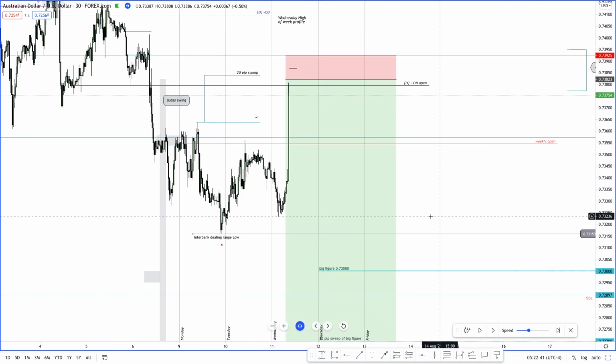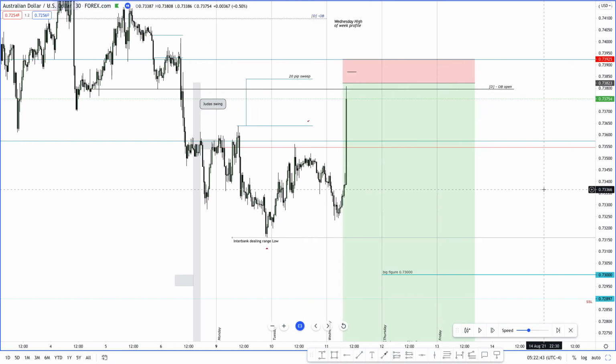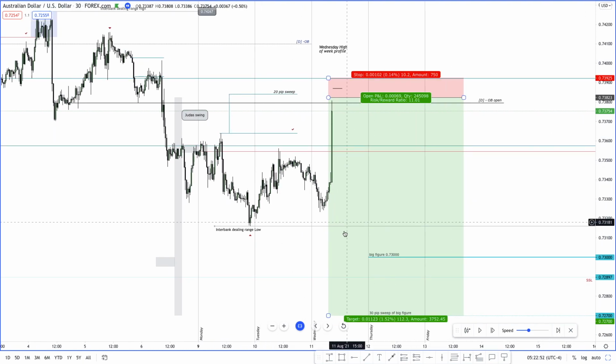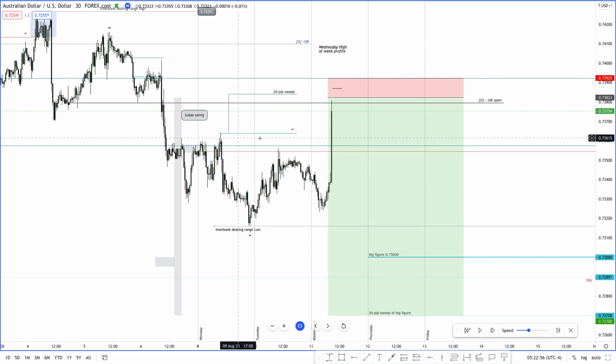Okay, so on Wednesday, the 11th of August, we had Monday's trading, Tuesday's trading, then Wednesday. Price started trading aggressively off the back of the news at 8:30. It took out this buy side liquidity, okay, and then I marked out a 20 pip sweep, right?